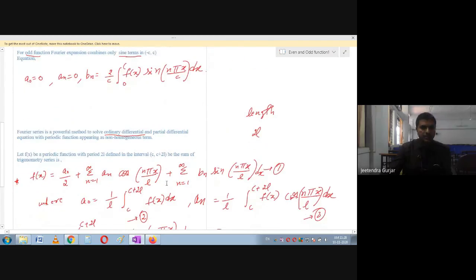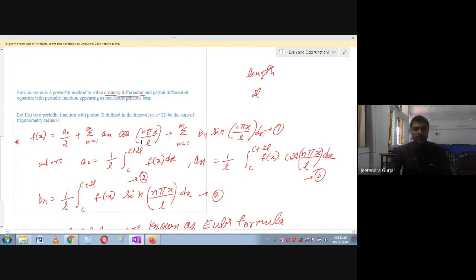Yes. Now we'll just see. Fourier series is a powerful method to solve ordinary differential and partial differential equations with periodic functions appearing as non-homogeneous terms. Yes. For non-homogeneous terms also, we are going to use this very powerful series, friends. Now, in general, we are going to define this.